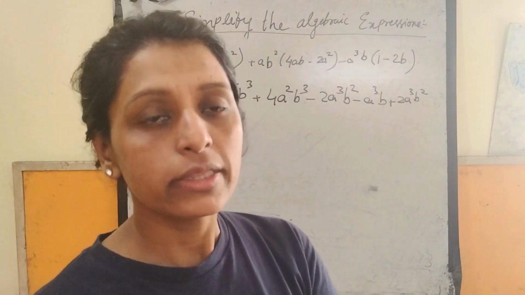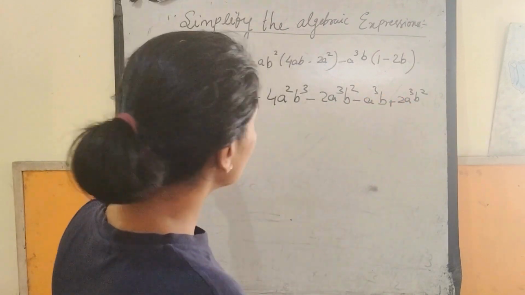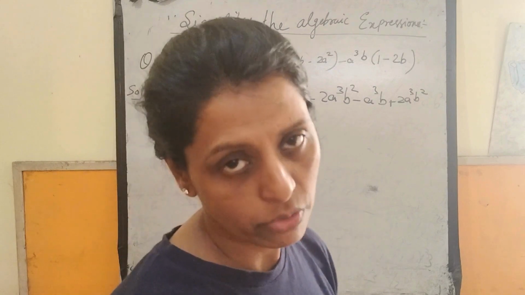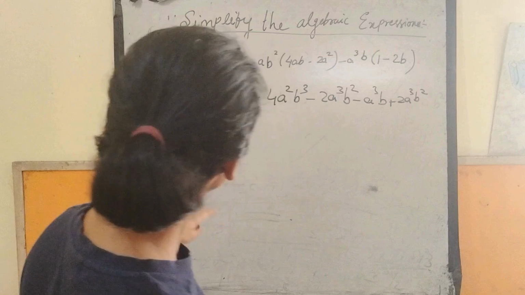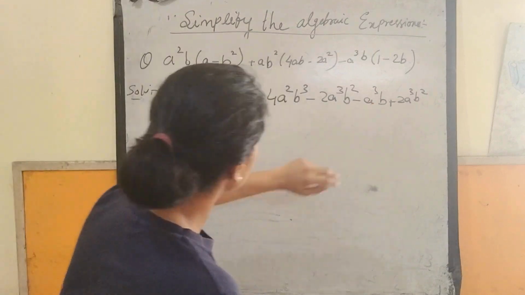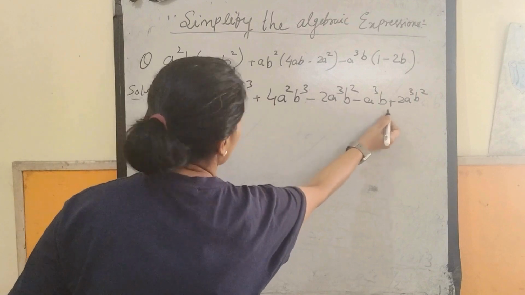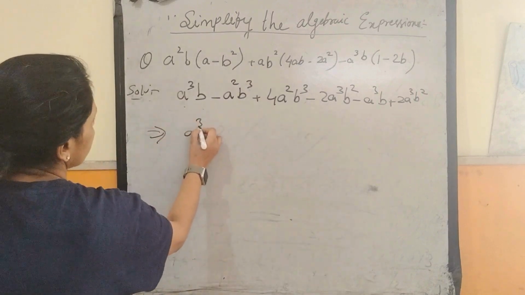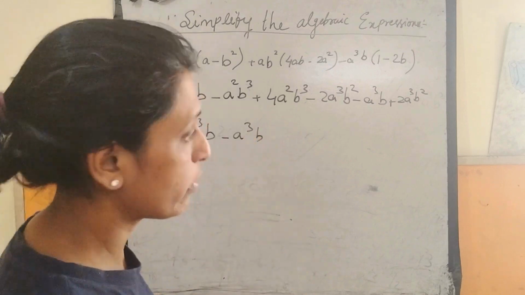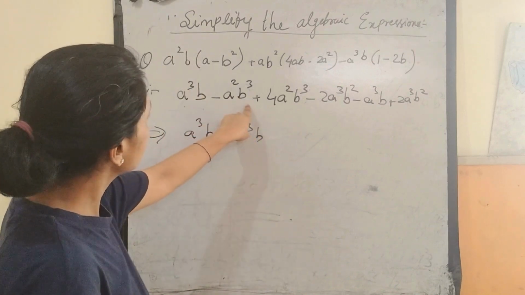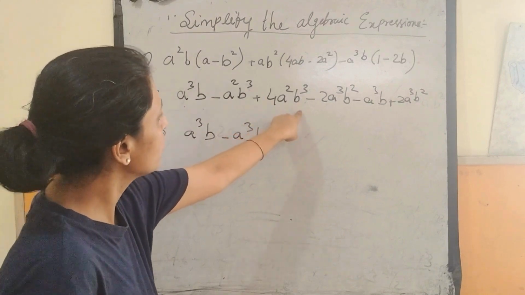Now the next step will be to see the like terms. Like terms means the terms having the same variables in them. So let's see what variables we are getting here. So this is a cube b minus a cube b. First we will write them together, so it will be easier for you to simplify it more. Now minus a square b cube, and here it will be 4a square b cube.